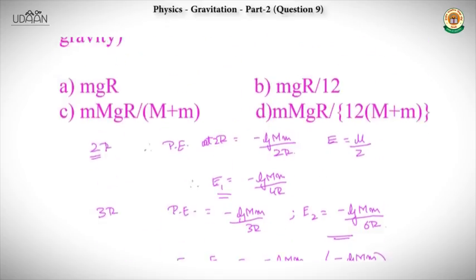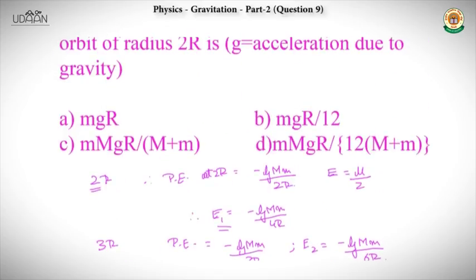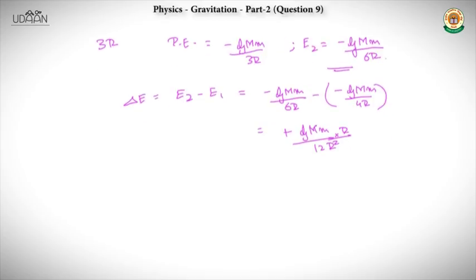See, the answer is given in terms of small g. We know that small g is the gravitation at the surface of Earth. So mg would be equal to GMm upon R square. That's why I put in another R here. So GMm upon R square would be equivalent to small m into g into R upon 12. So this would be our final answer.